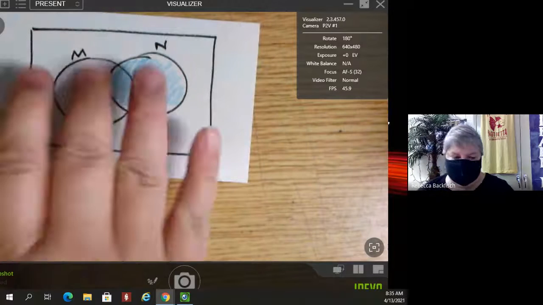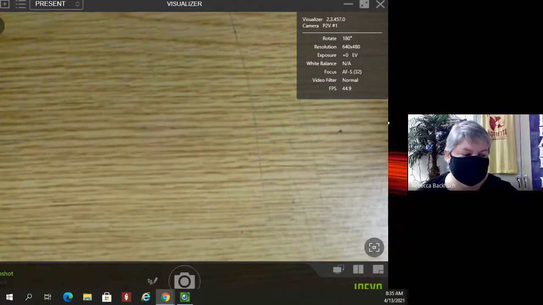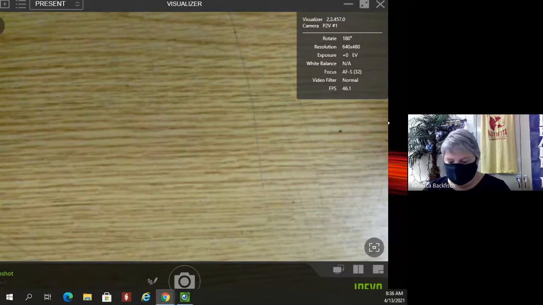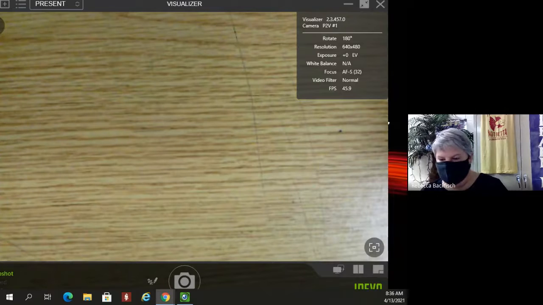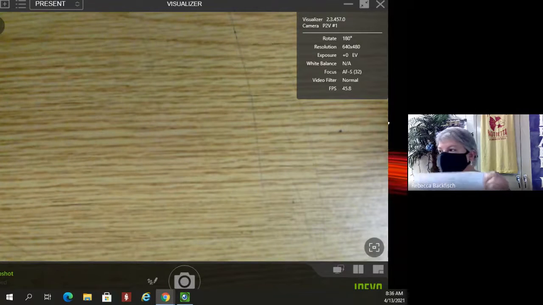Okay, so going to the packet for a moment. You guys did set theory practice 1 and practice 2 yesterday for homework. Those were pages 3 and 4. Let's go ahead and look at practice 1 together.